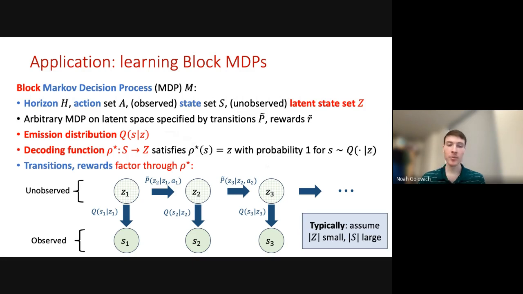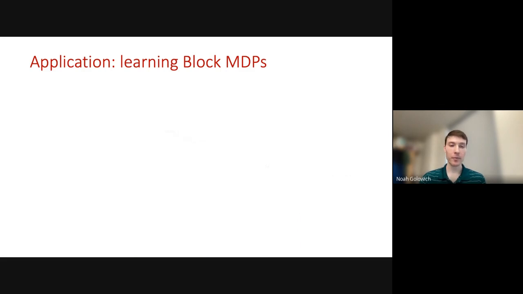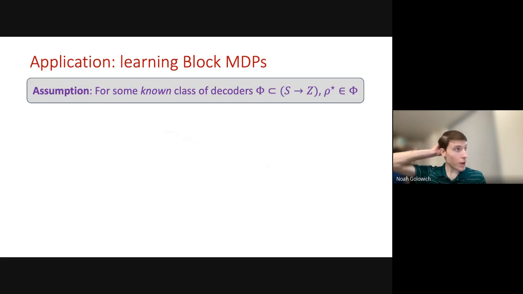Now, it's typically assumed that the size of the latent state space is small, but that the observed state space is large. So we're okay with sample and computational costs, which are polynomial in the size of Z, but not in the size of S. In order to make block MDP statistically tractable, it's necessary to make the following assumption, namely that there be a known class of decoders phi, mapping from the observed states to latent states, which contains the true decoding function rho star.